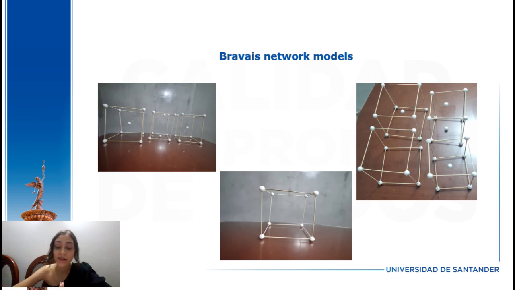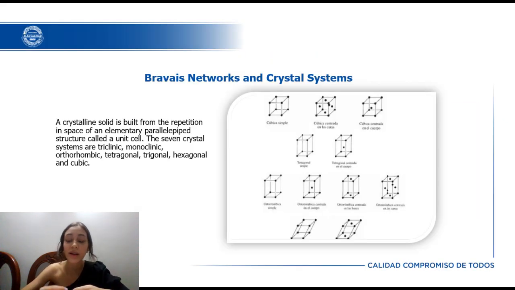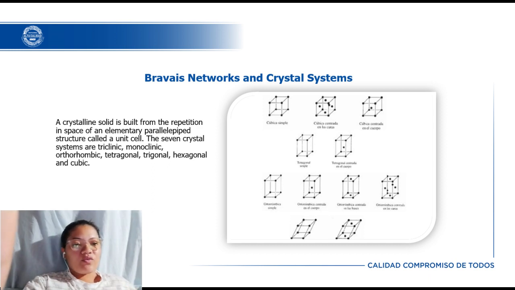Bravais networks are an infinite arrangement of discrete points whose structure is invariant under a certain group of translations. In most cases, there is also invariance under rotation, so all nodes in a Bravais network have the same perspective of the network. Crystalline solids form by the repetition in space of an elementary parallelepiped structure, that is, a unit cell.